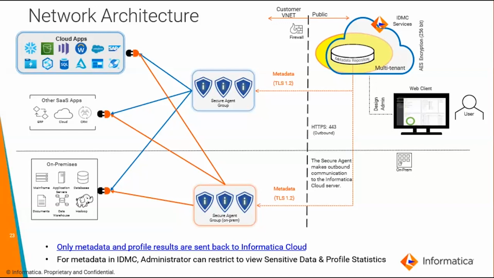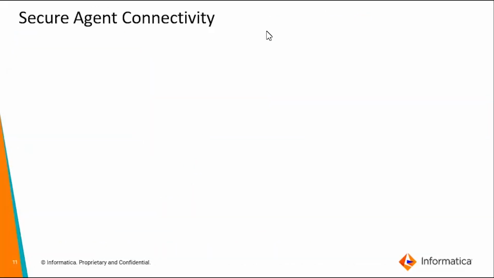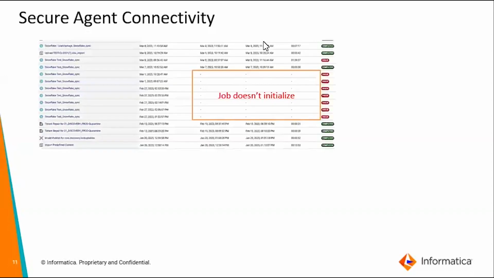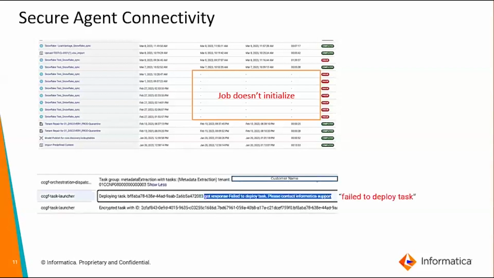All outbound communication with the Informatica Cloud will take place over port 443, and we'll discuss inbound communication on the next slide. Now, we run the job and it fails. We try again and again with no success, and we also see that the jobs don't even initialize. There's no start or end time there. We finally open a log and we see a message that the task can't be deployed.